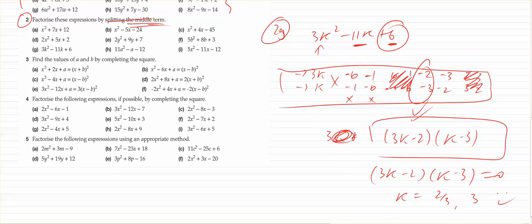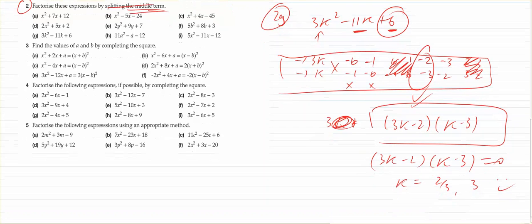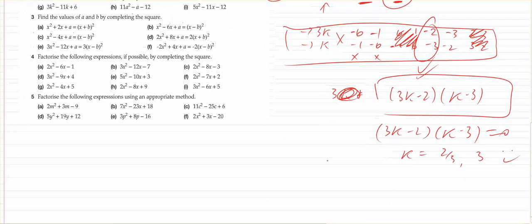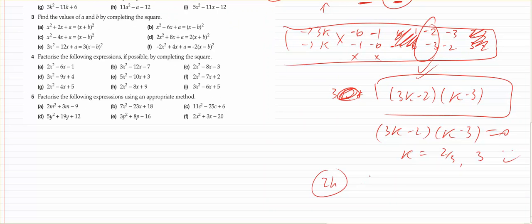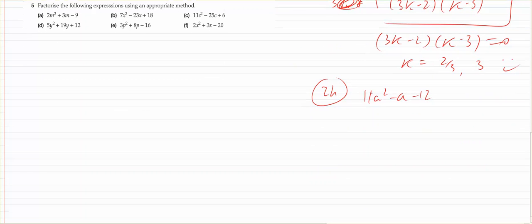Alright, let's do one more so that we're totally confident, okay? So, we'll do 2h. If I have 11a squared minus a minus 12, and I want to factorize this using the cross product method, 11's a prime number, so that makes life a lot easier because we only have one combination. That gives me 11a squared, which is 11a and a.